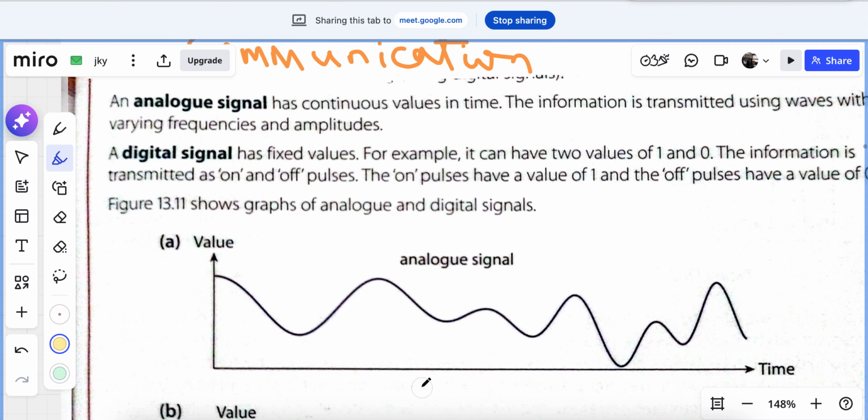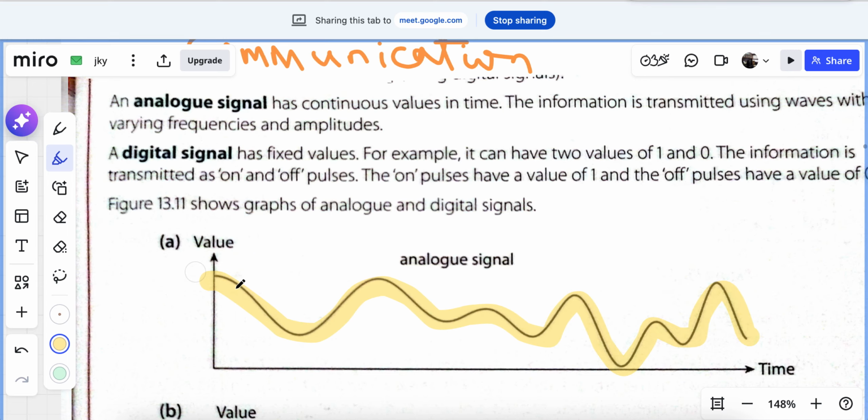An analog signal has a continuous value in time. It means a continuous wave. If I draw a graph with a y-axis and x-axis, when a signal is continuously wavy like this, these are continuous waves. So whenever a signal is a continuous wave in time, it is called an analog signal. We're going to look at the step-by-step definition.